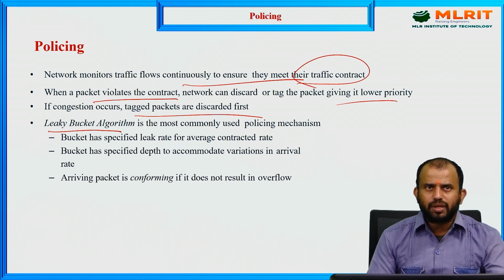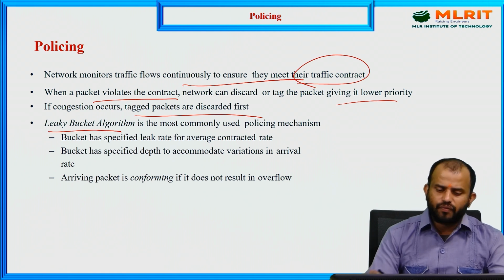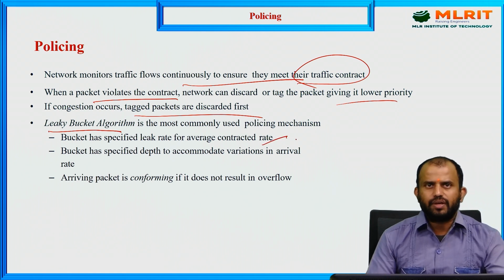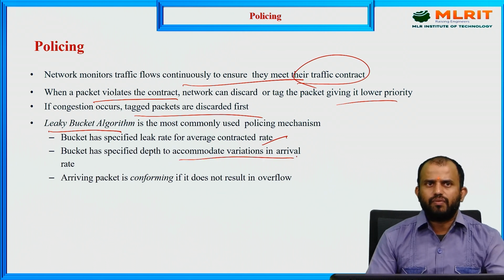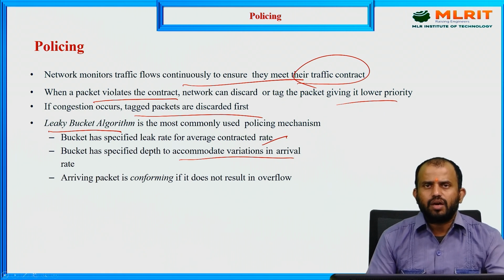In the policy mechanism, the bucket has a specific leak rate for every contracted rate, an average kind of contracted rate. And this bucket has a specific depth to accommodate the variation in the arrival rate. So this may be an advantage for us.